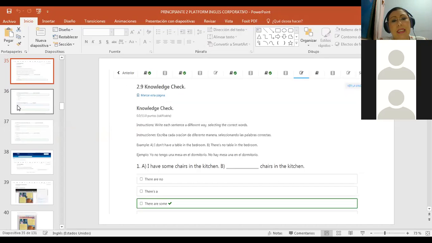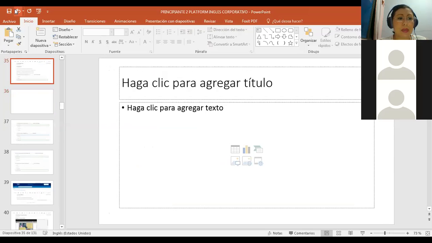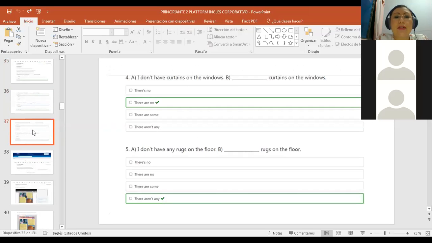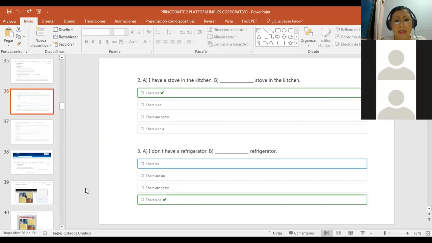Number one, for example, it says, I have some chairs in the kitchen. So letter B is, there are some chairs in the kitchen. Remember that when we study there is and there are, we express the existence of something. You can say, I have some chairs in the kitchen, but also you can say, there are some chairs in the kitchen. So that's basically the answer to the 2.9 knowledge check that was pending from last night. The next part is, I don't have curtains. The second one, I have a stove in the kitchen. When I use there is, there are, if I see that it's only one stove, it's singular. So there's a stove in the kitchen.